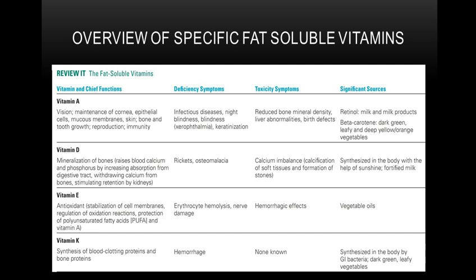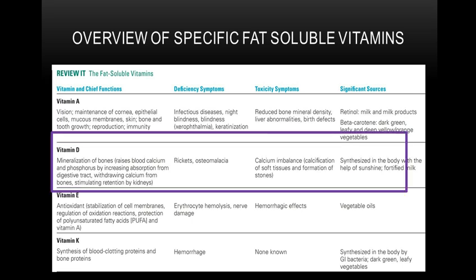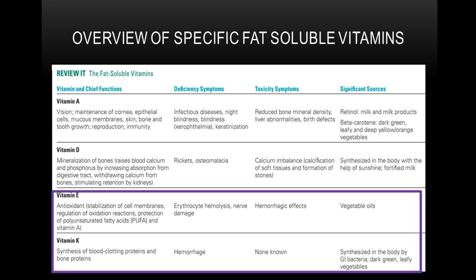So just an overview of the fat-soluble vitamins. This is a table from your book. We'll talk about vitamin A, which is crucial for your vision, your immune system, as well as reproduction. Vitamin D, which is very important for bone health. And we'll also touch a little bit on vitamin E, which is an antioxidant, and vitamin K, which is crucial for blood clotting.